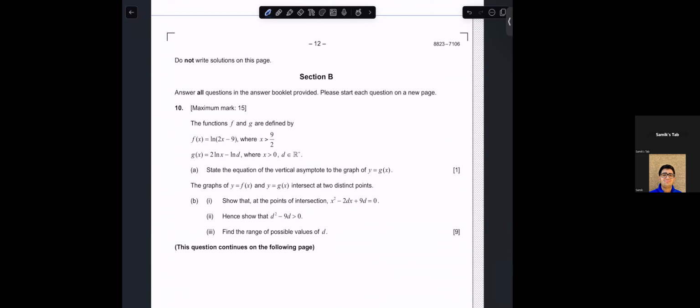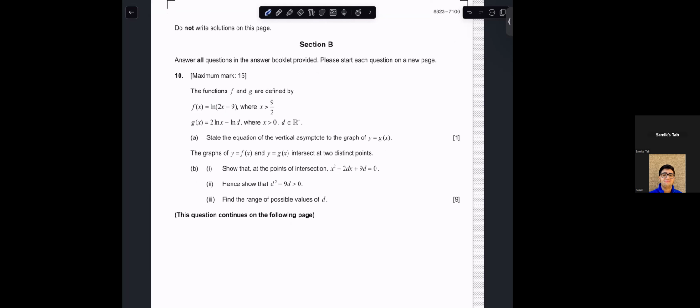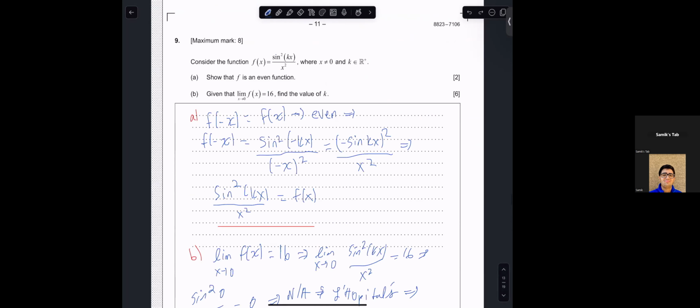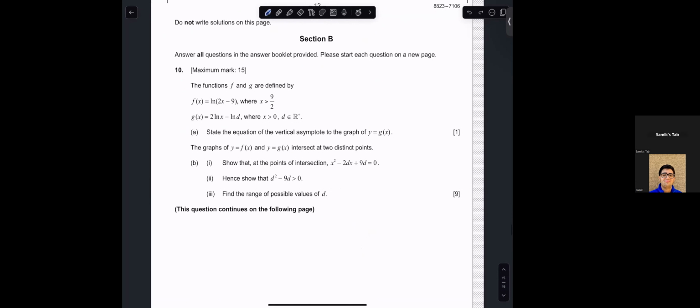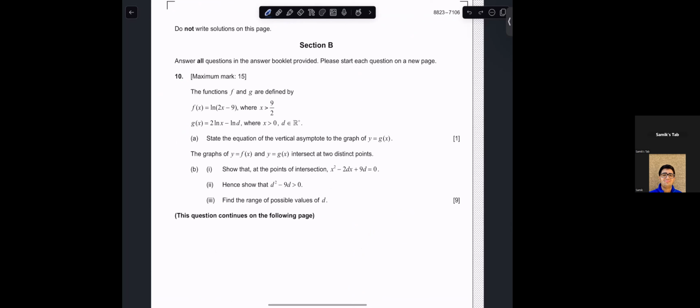Now we can do question number 10. It tells us that we have to state the equation of the vertical asymptote to the graph of y equals g of x. And by the way, in the real exam, you have to write this in a separate answer booklet, and there's no space given like in Section A, because it's a high marking question. But for video purposes, I'm just going to write it over here. So we can do part A first.